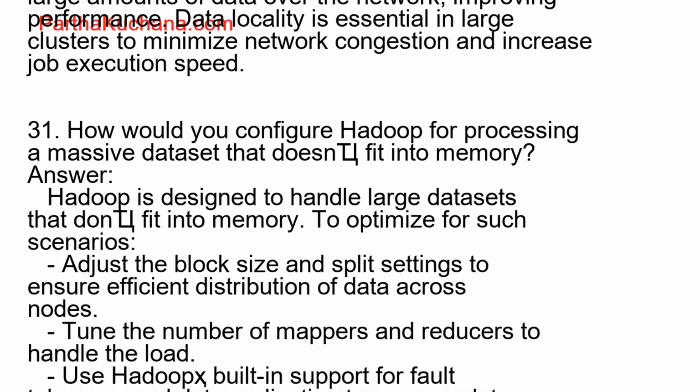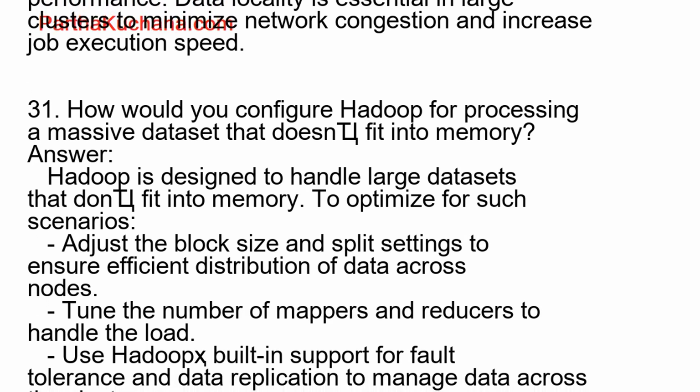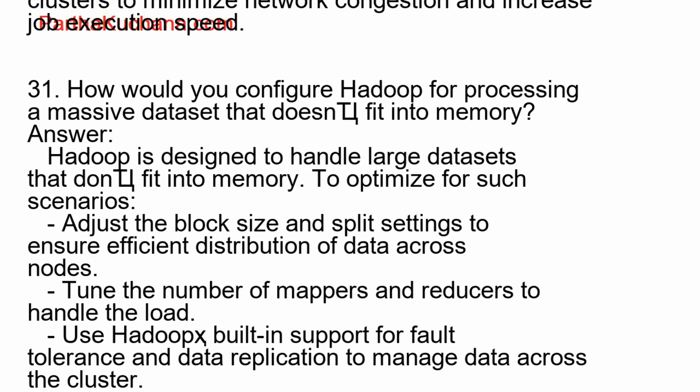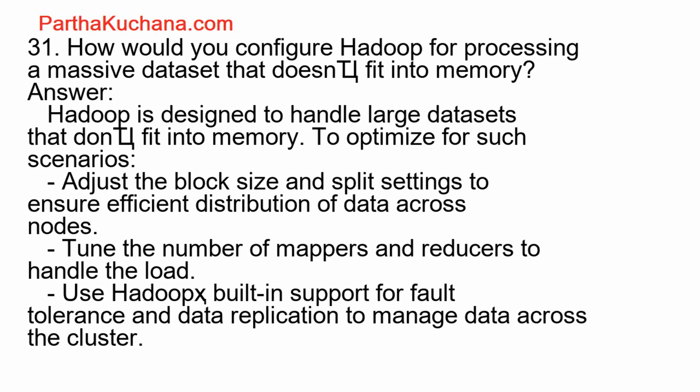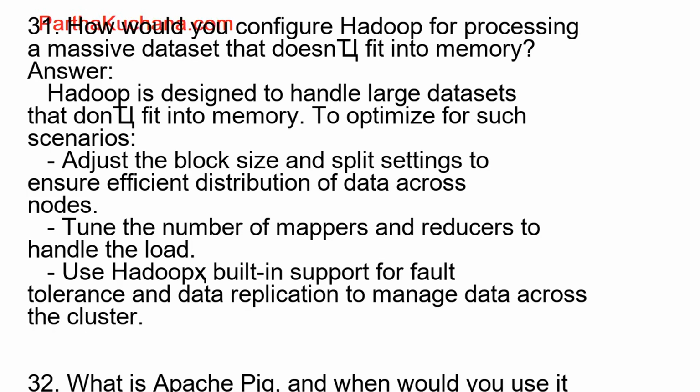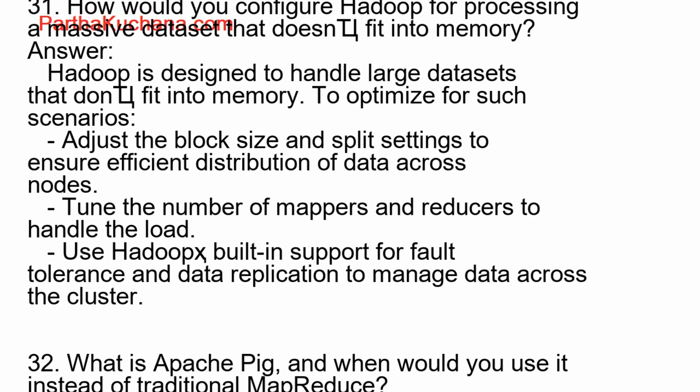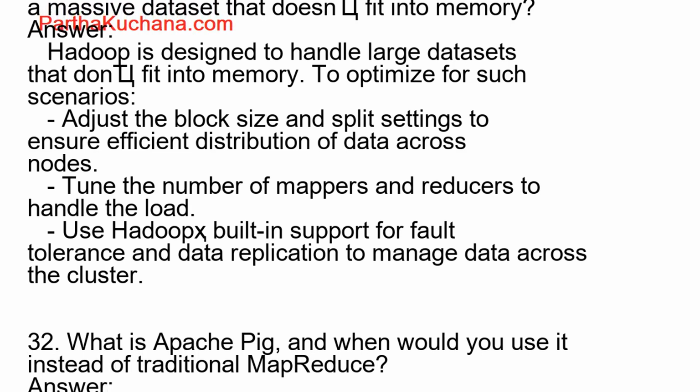33. How does Hadoop's Combiner function work, and when should you use it? Answer. The combiner function acts as a mini-reducer that runs during the map phase to reduce the volume of data that needs to be transferred across the network to the reducers. Combiners are most effective when the reduce operation is associative and commutative, e.g., summing values.